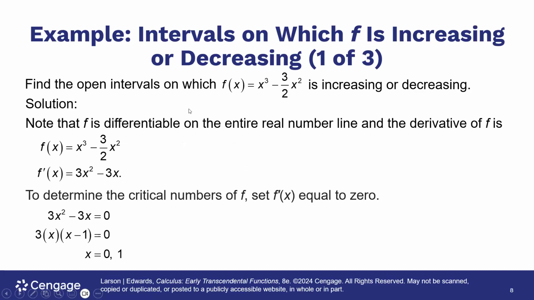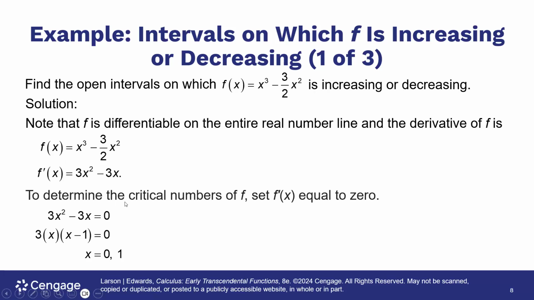Let's look at this example. We want to find the open intervals where f of x equals x cubed minus 3/2 x squared is increasing or decreasing. Now, first, we want to find our first derivative. So we take the first derivative of that given function, and we get 3x squared minus 3x.